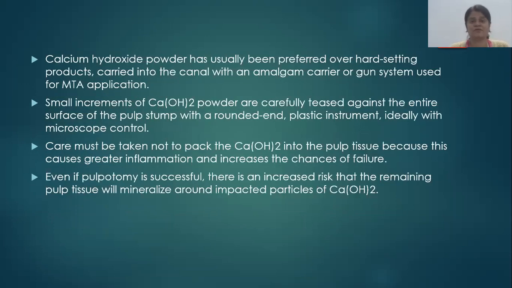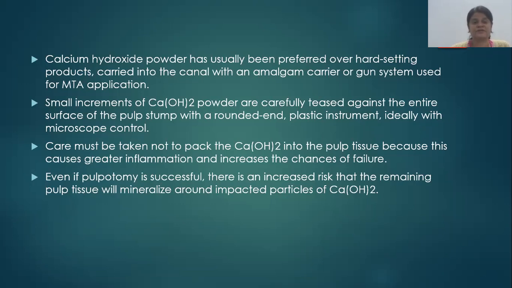Calcium hydroxide powder has usually been preferred over hard-setting products, carried into the canal with an amalgam carrier or a gun system for MTA application. Small increments of calcium hydroxide powder are carefully teased against the entire surface of the pulp stump with a round-ended plastic instrument, ideally with microscope control. Care must be taken not to pack the calcium hydroxide into the pulp tissue because this causes greater inflammation and increases the chances of failure. So always place the material with light hands.